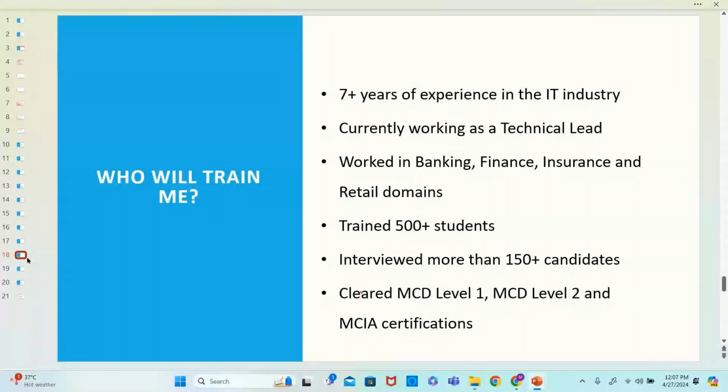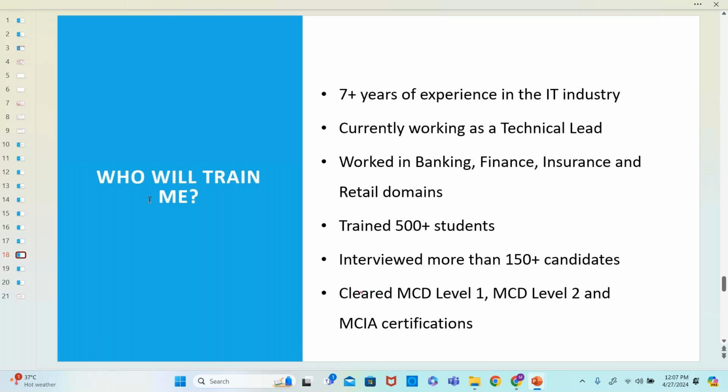Yeah, coming to my introduction exactly. Already you might be aware, you might be seeing my name, right? I am Mahesh Reddy. I hold almost 7+ years of experience in the IT industry. Okay, and coming to my work, I'm currently working as a technical lead with one of the MNCs. I worked in different domain projects like banking, finance, insurance, and retail domains. I have executed more than 6 to 7 different projects in MuleSoft.